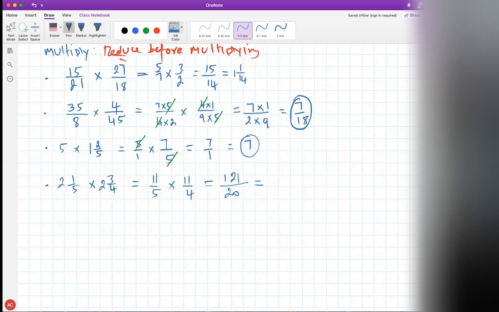How many times does 20 go into 121? Think of it as money. How many 20s are in 120? 6. And the denominator stays 20. How much is left? 1. So if you have $120, that's six 20s, and you have a single dollar left. That's the remainder, and the denominator stays the same.